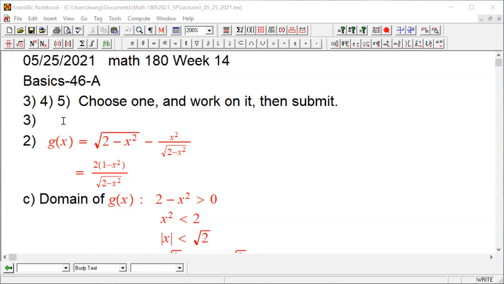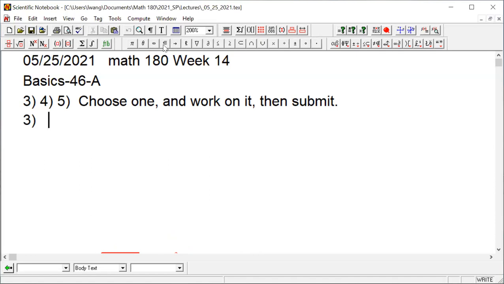So g of x equals 3 times x to the power of 3/2 minus 9x raised to the power of 1/2 plus 6 times x raised to the power of -1/2. Okay, all right.